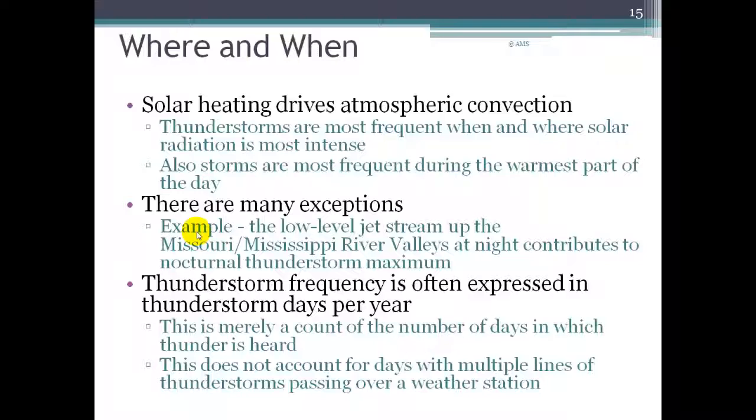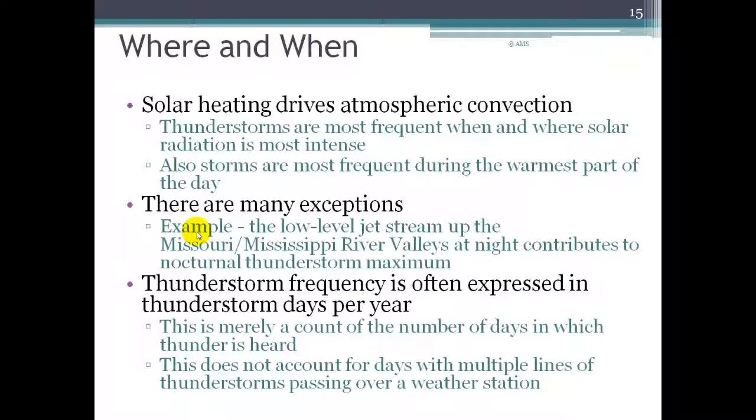And then in that big picture, if we look at the smaller picture of what's happening during the day, thunderstorms are most frequent when it's the warmest part of the day. And all of that warm air is encouraged to lift up and form clouds that can develop into cumulonimbus clouds and thunderstorms. There's lots of exceptions to this. One example that the book talks about is the low-level jet stream that goes up the Missouri-Mississippi River Valley at night that contributes to nocturnal thunderstorm maximum activity. So there you get nighttime thunderstorms.